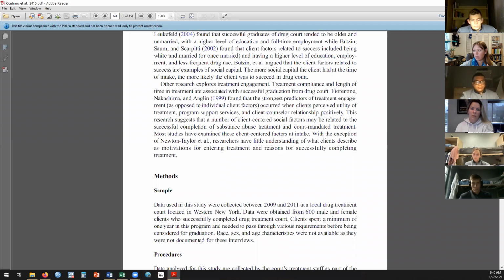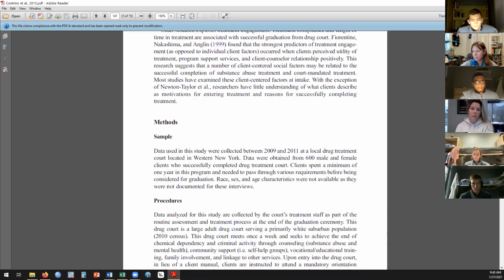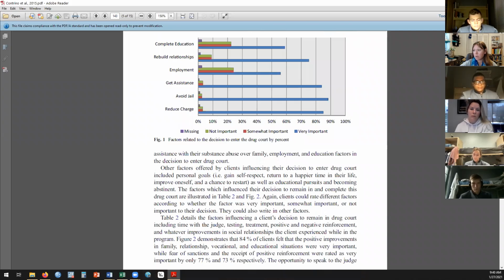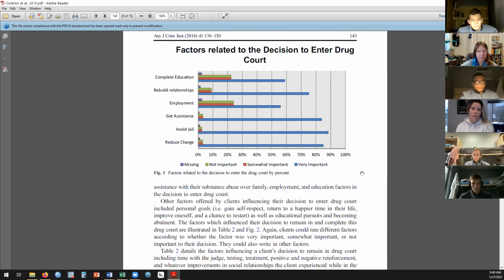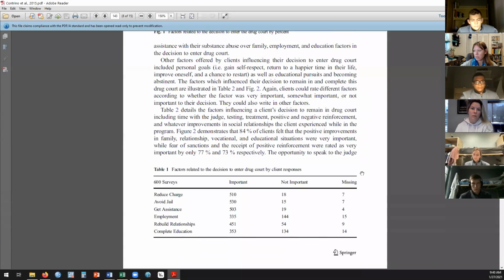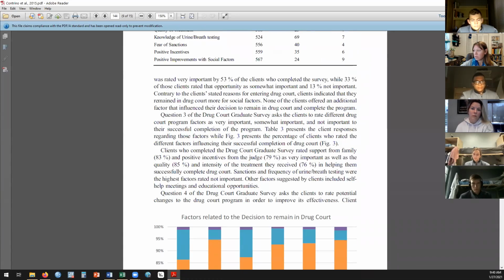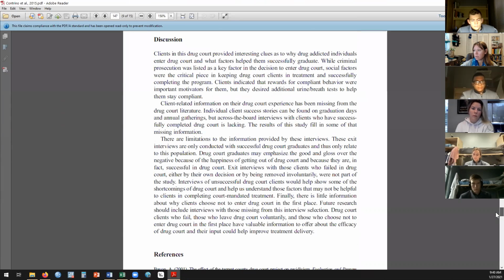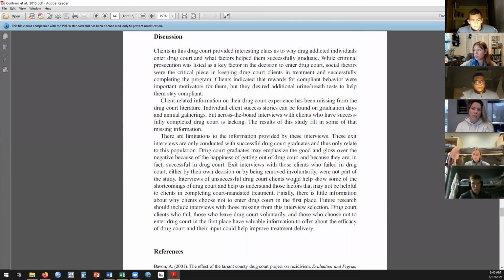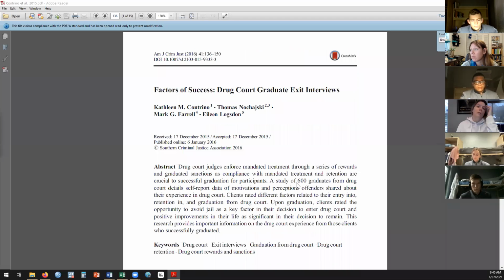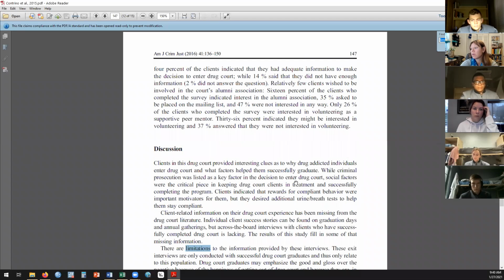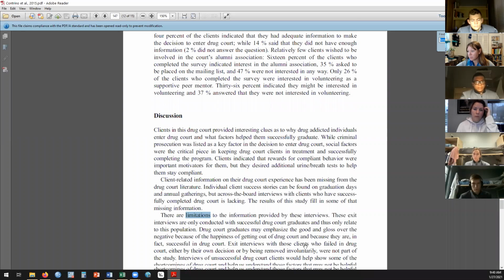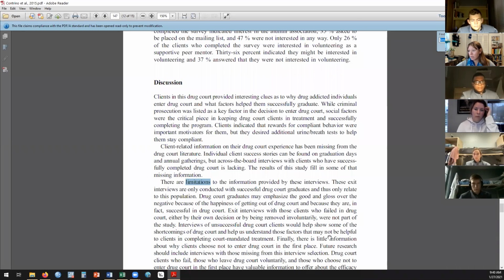Methods, if we couldn't find it before, we've got it right here. Results, if we didn't see it, we've got it right here. Discussion, and there's no limitation section, so okay, here we go. They've buried it in the discussion. So let's look at this first one right here.